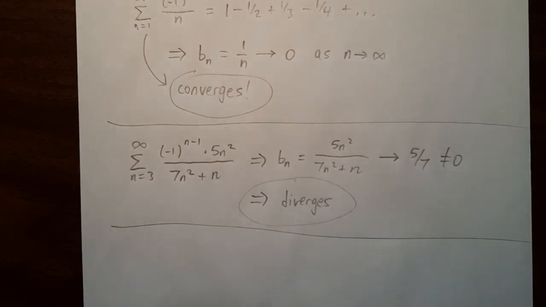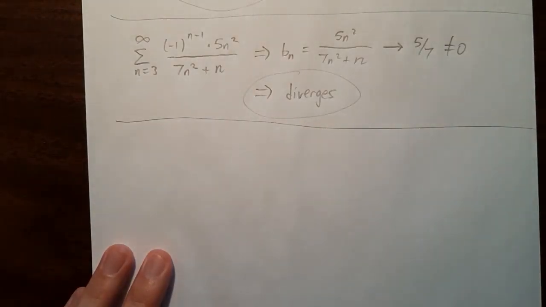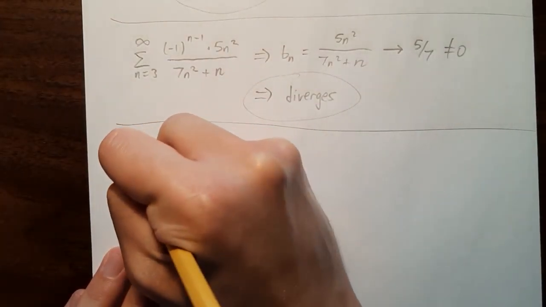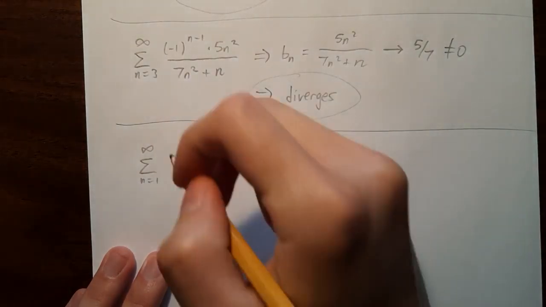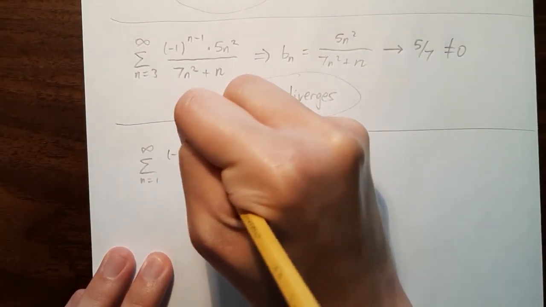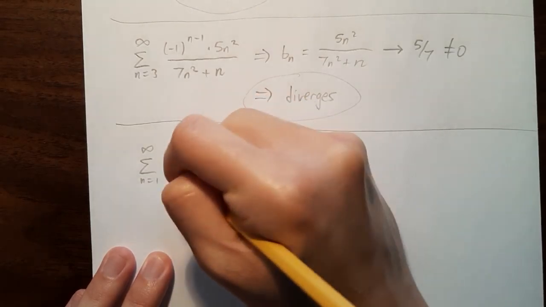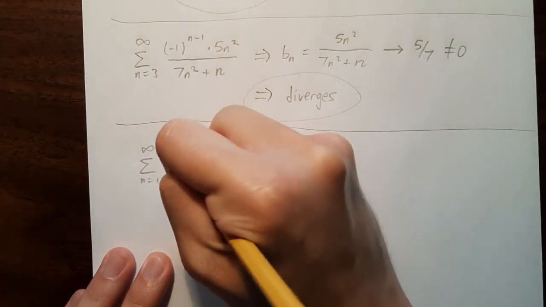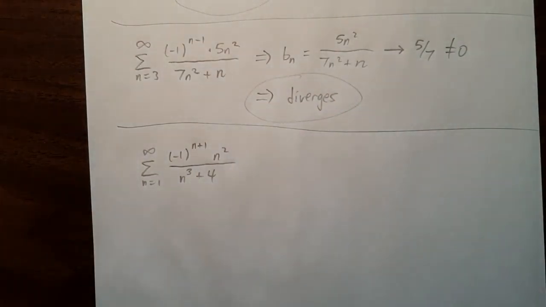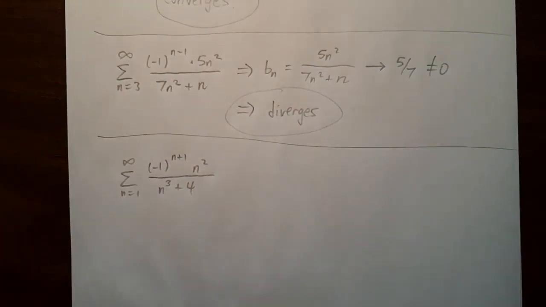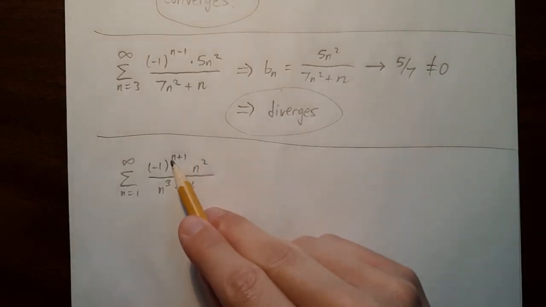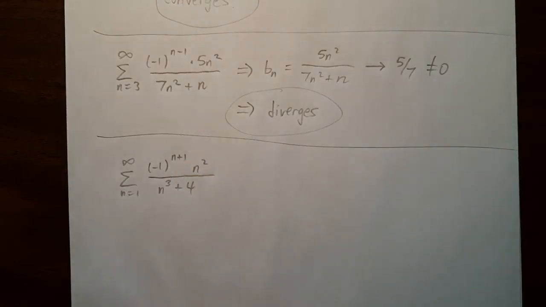All right, moving on. Here's another one for you, which is in a similar vein. The sum from n equals 1 to infinity of minus 1 to the n plus 1 times n squared all over n cubed plus 4. All right, so in this case, we have a power of n plus 1, but again, the alternating series test doesn't care if you change which terms are positive and which ones are negative, just as long as it's alternating. It doesn't care what the first sign is.